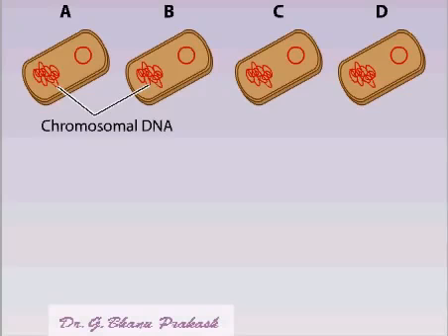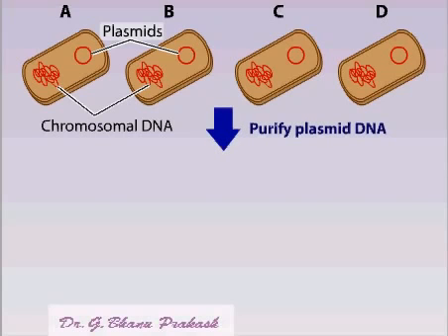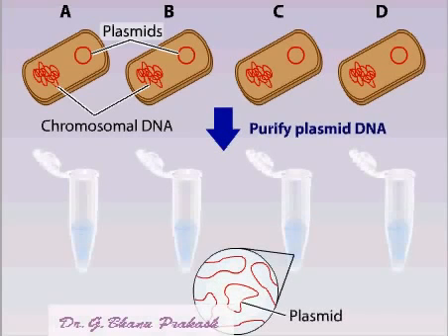These four cells represent different clinical isolates of the same species of bacteria. Each contains plasmid DNA, but the plasmids in one isolate may not be the same as the plasmids in another isolate. We can purify the plasmid DNA from the isolates and use two procedures, gel electrophoresis and Southern blotting, to compare these plasmids.